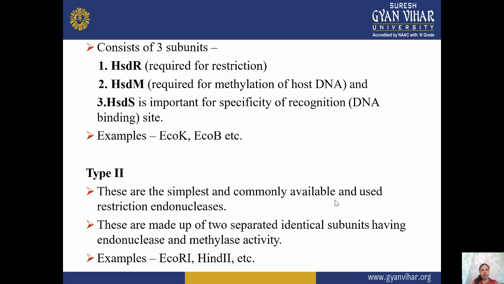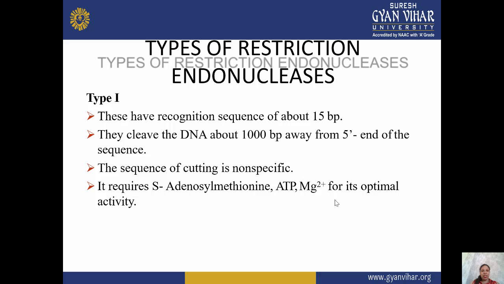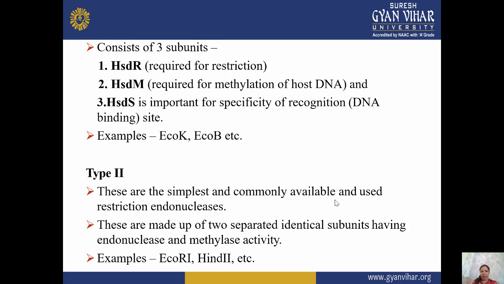R stands for restriction, M stands for methylation, S stands for specificity of recognition. So HsdS basically recognizes the site where we have to make the cut. M then does the methylation by using the S-adenosyl methionine. Then the HsdR subunit restricts, or it can produce the cut. So this is all about the type 1 restriction enzyme.